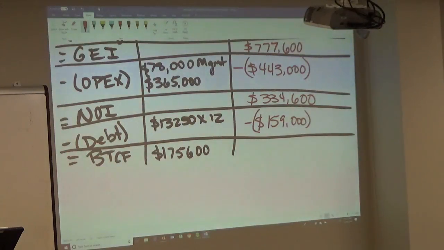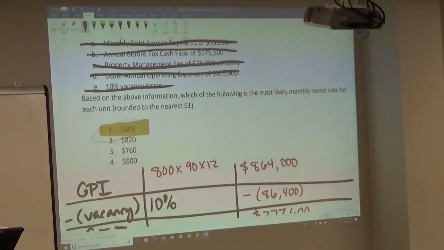$334,600 minus $159,000, and that gives us a before-tax cash flow of $175,600, and we were just really lucky to guess correctly on the first one we tried. But you could plug each one of those in, and only one of them is going to give you that before-tax cash flow. So that number is correct. It matches. That means 800 is our correct answer on that question. Because if you had plugged in any other number, you would not have matched up. And that's the best way to handle a question like that.